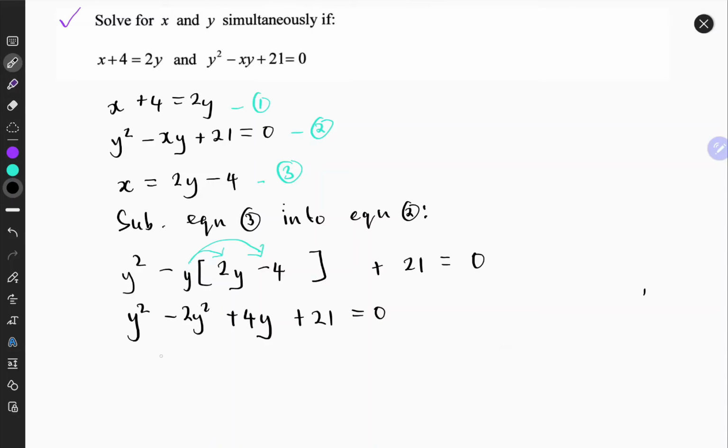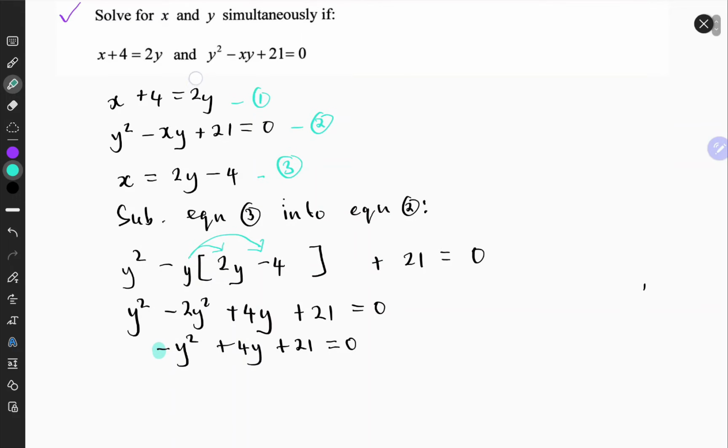Right, let's collect like terms. So here we have minus y squared plus 4y plus 21 is equal to 0. This is what we are avoiding. We don't want a negative coefficient of y squared. So the correct thing to do is to multiply throughout by -1. This is important because we're dealing with a quadratic equation, and to solve quadratic equations, it's always necessary that the coefficient of y squared is positive. So let's multiply throughout by -1.